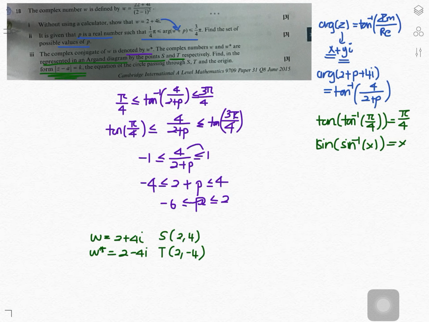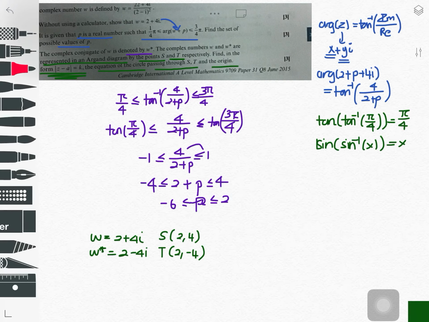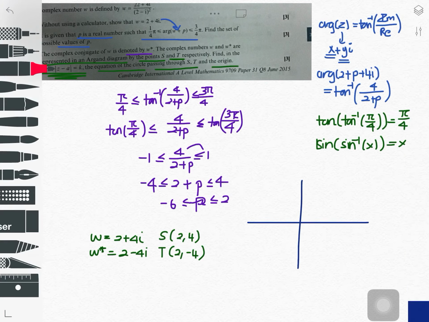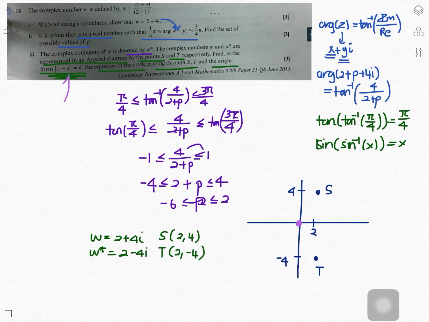Find, in this form here, the equation of the circle that passes through S, T and the origin. So let's try to illustrate how it is actually going to look. I'm going to have 2 here and then there is a 4 and this is my point S. In the same way it is symmetrical, negative 4 down here, then I have a T and I also have the origin. So my circle is going to pass through these. I need to look for my radius, which is K, and then I need to find the center. The center is the A, the radius is the K.